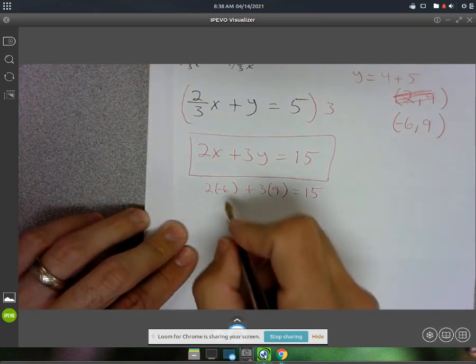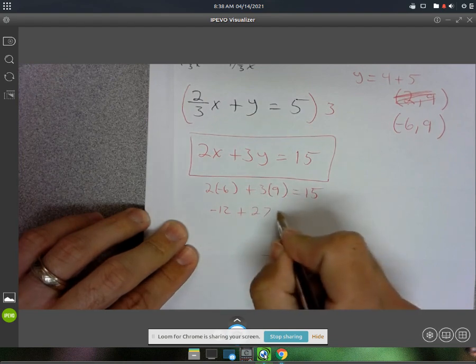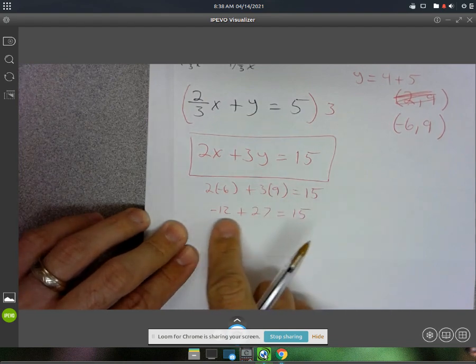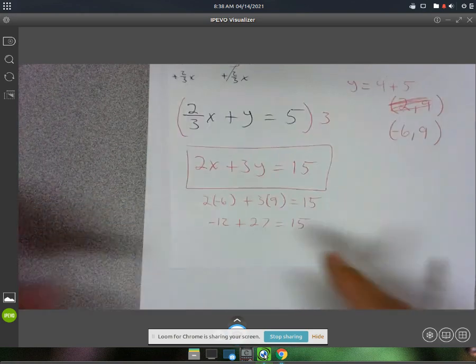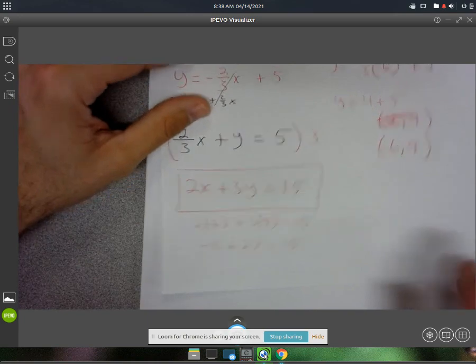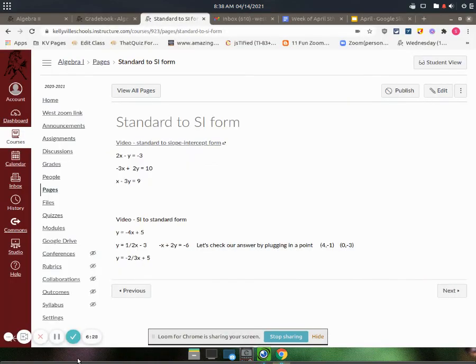2 times negative 6, that's a negative 12. 3 times 9 is 27. And it does work out that you get 15. Negative 12 plus 27 does equal 15. So they are identical. All right, there you go. You can go both ways now. You're able to convert to slope-intercept form, and you're able to convert to standard form.